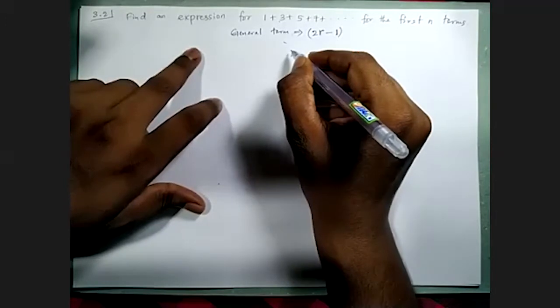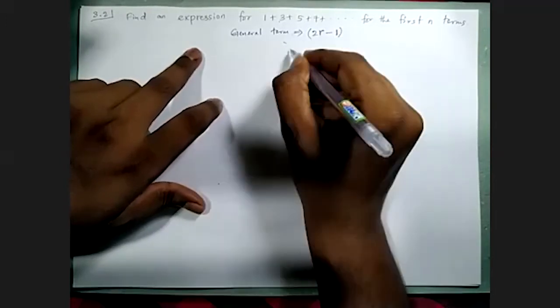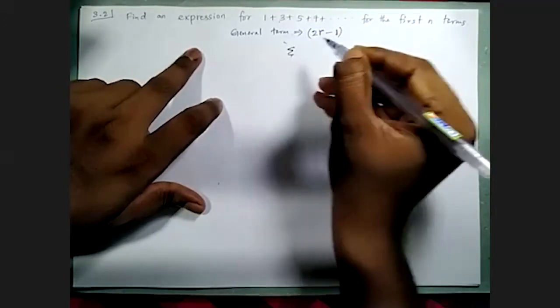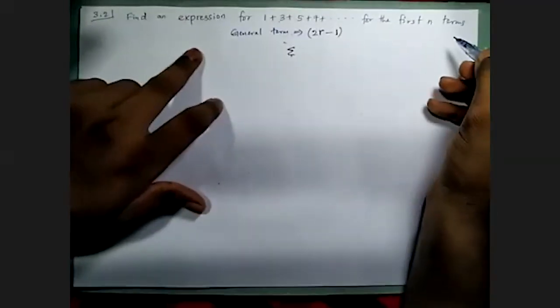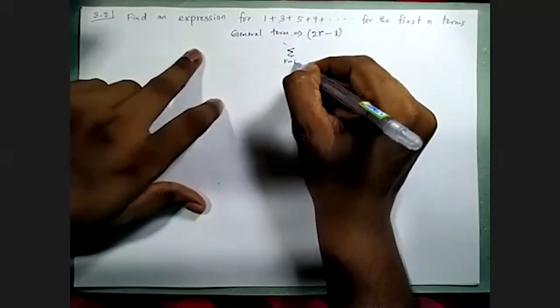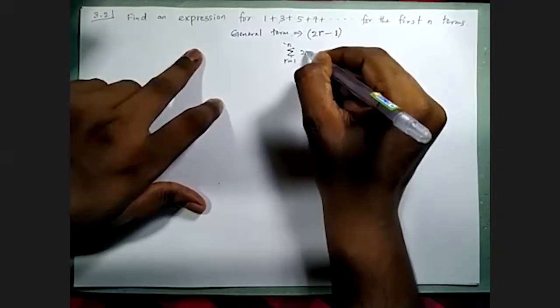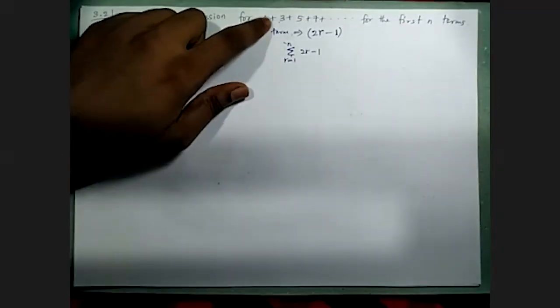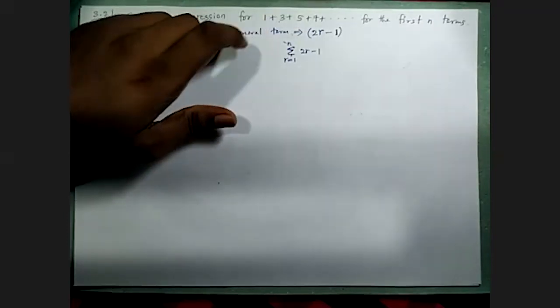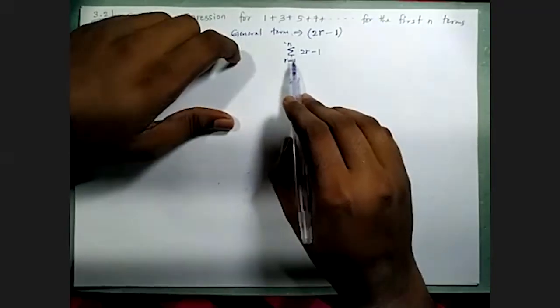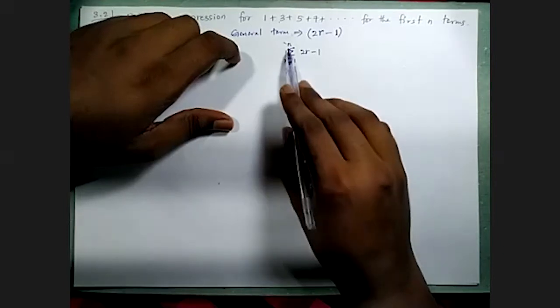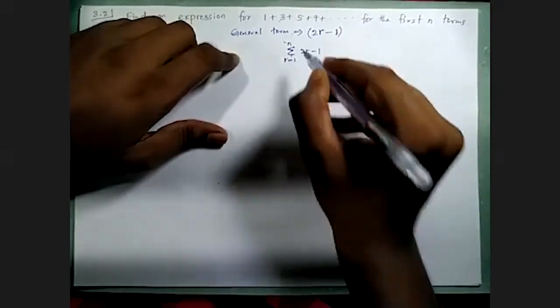Now how to write that in sigma notation? Sigma r equals 1 to n of 2r minus 1. Because we want the sum, we have plus in between terms. So it is summation, sigma r equals 1 to n, and we write the general term 2r minus 1.